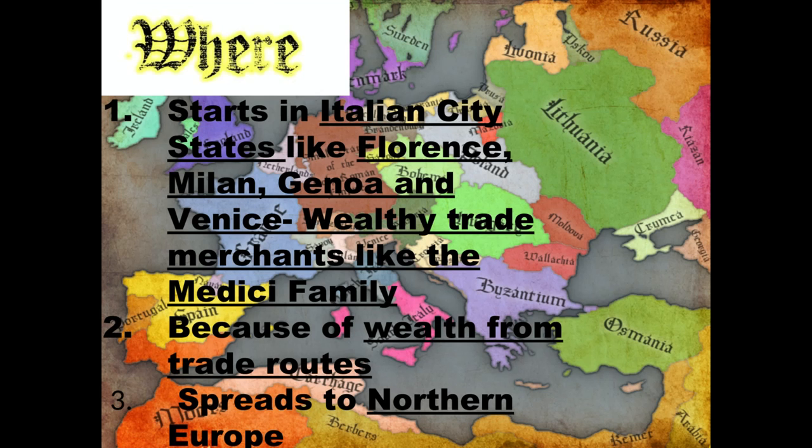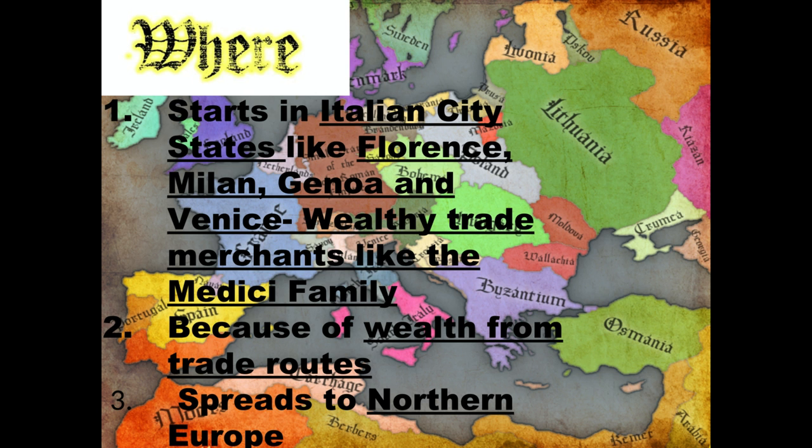Where did this all begin? It starts in the Italian city states Florence, Milan, Genoa, and Venice. Remember, those were wealthy trade merchants. Those were where wealthy city states emerged. Remember, they were mainly involved in trade, and a lot of the merchant families, like the Medici family, were going to rise during this period. Remember, the Medici were the big time bankers and traders that lived in this area.